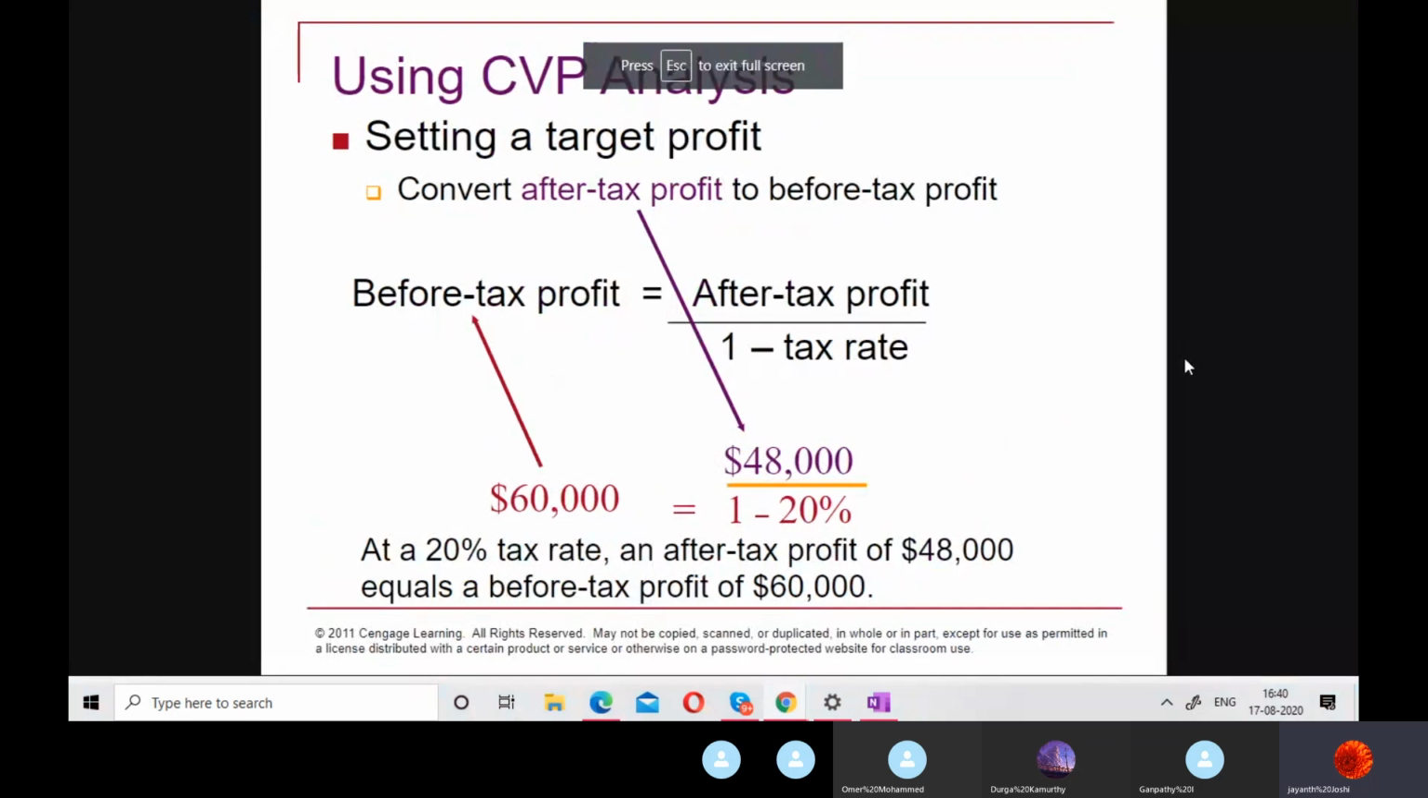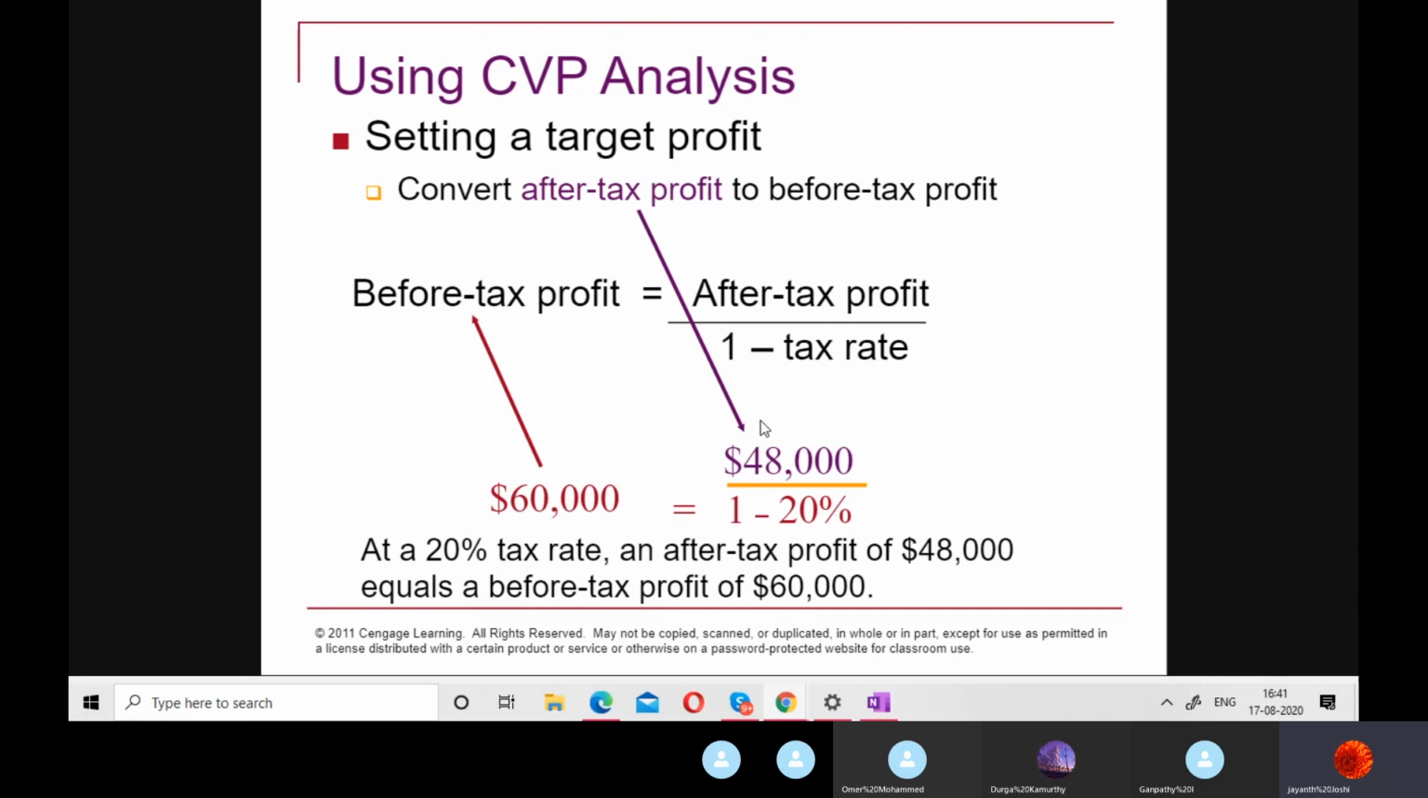Now next situation. Setting a target profit. How will you set a target profit? Let's see. So this is the formula. If you want before tax profit, the formula is after tax profit divided by 1 minus tax rate.